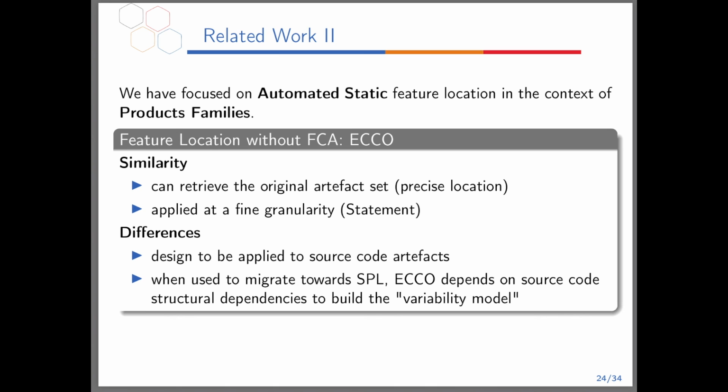However, there are differences, since ECHO is designed to work on source code artifacts only, and when used to migrate products toward SPL, ECHO depends on source code structure dependency to build the equivalent of a variability model. Whereas our technique relies on the AOCEPO set to extract its variability model, which has been shown to be closer to a true feature model.